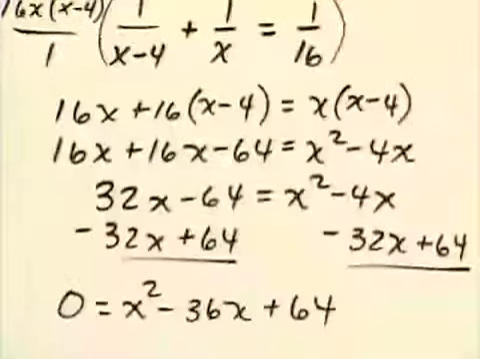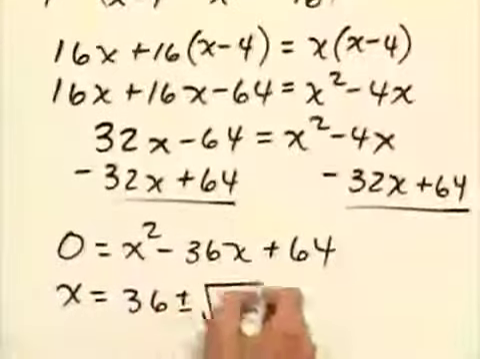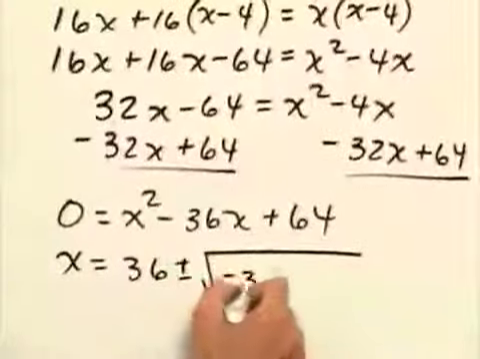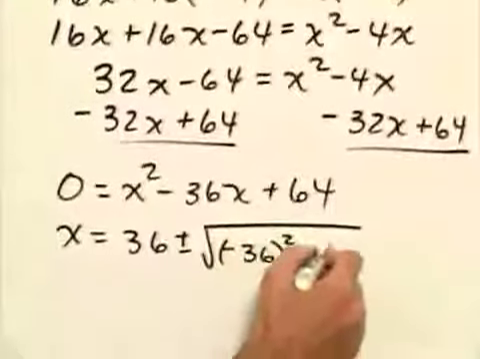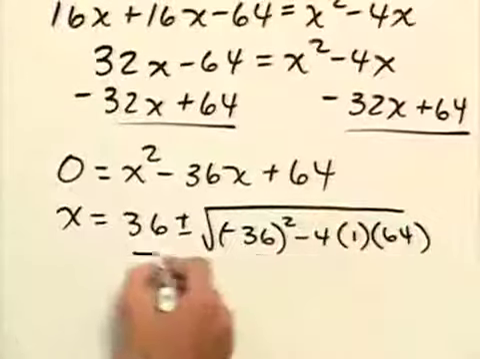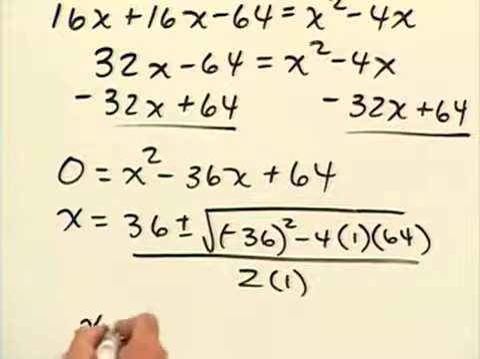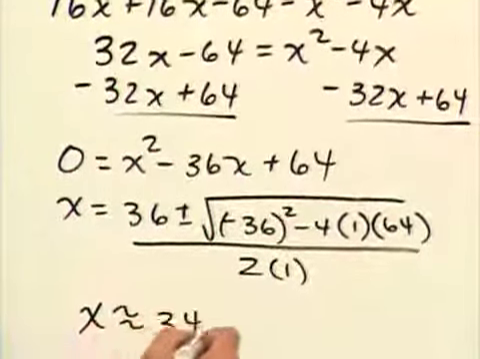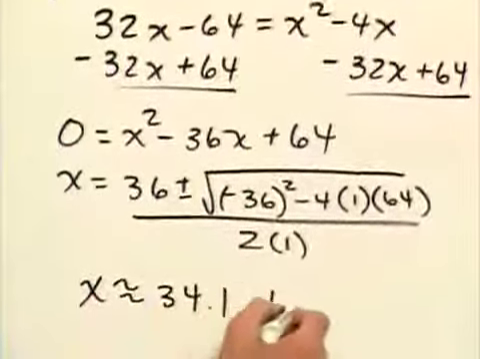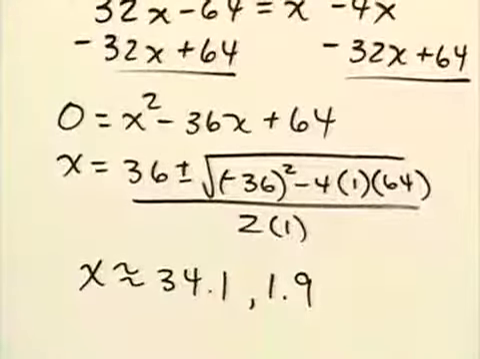Now, let's go ahead and apply the quadratic formula and get x is equal to 36 plus or minus the square root of negative 36 squared minus 4 times a times my c, which is 64, all divided by 2 times my a, or 2 times 1. Now, if I apply the quadratic formula, simplify this and use my calculator, I'll get x to be approximately 34.1 and also 1.9.